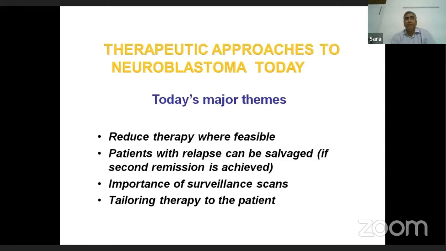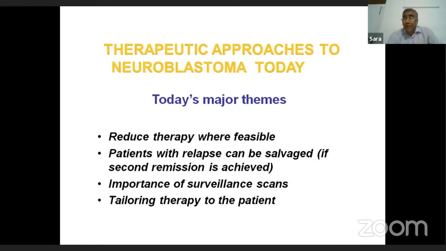So the approach to neuroblastoma in today's age is to reduce therapy where possible. So don't overtreat these children. If the child is low risk in the risk stratification, then there is almost a 98% chance that he will be cured. So to such a child, if you offer chemotherapy or radiotherapy, it's not a good idea because it would have a lot of long-term side effects.